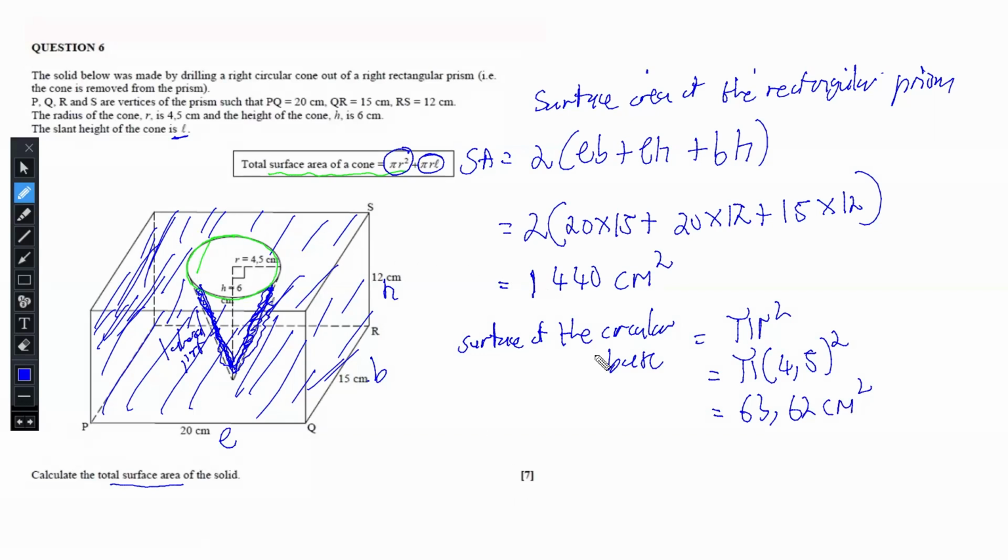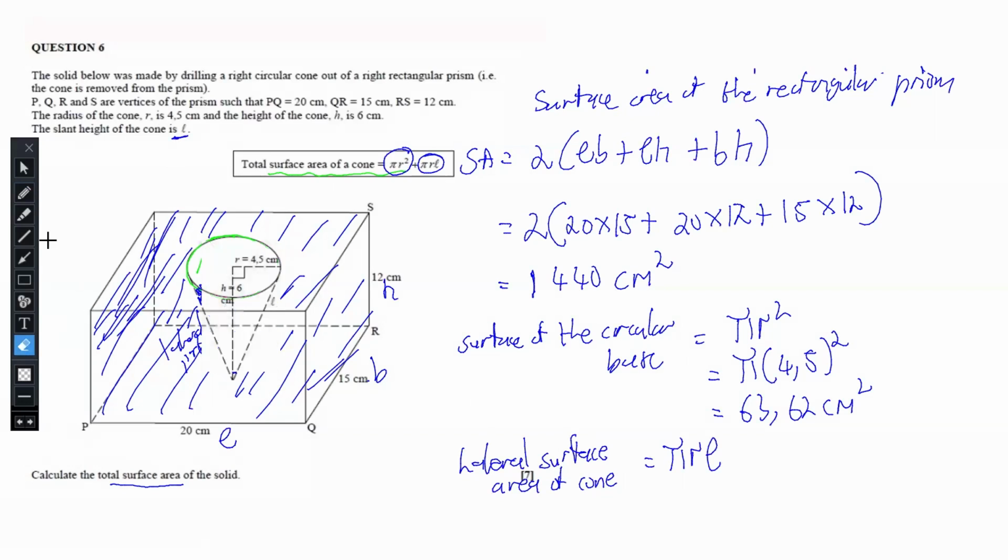Now, let's calculate the lateral surface area of the cone. So which means this part here. This will give us pi, r, and then l. Remember the l, we've been told that it is the what? The slant height. Now obviously we don't have the slant height, so that means this is the part whereby we need to come here and then use our Pythagoras.